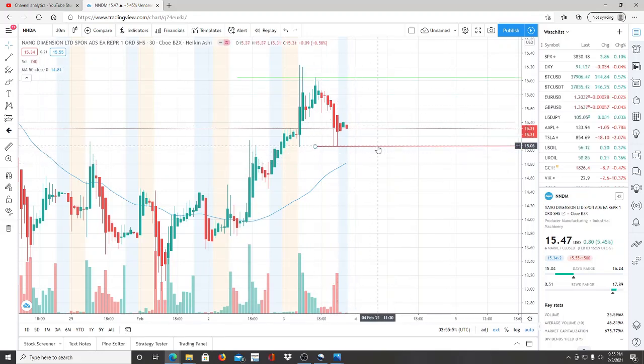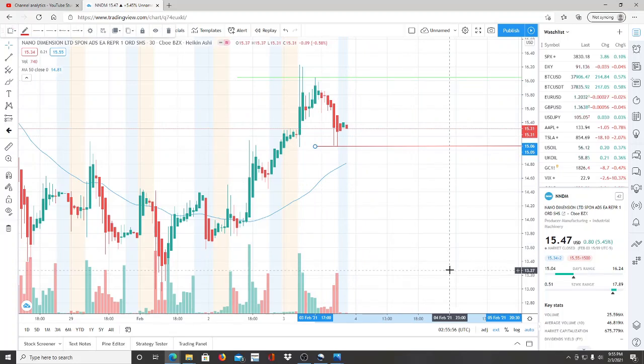So here we are. Support is 1506. If this gets broken through, the 50-day moving average is 1481, and we need to watch this carefully to see if the stock is falling lower fairly quickly or if the bulls are trying to reappear and bring it back up to maintain momentum.